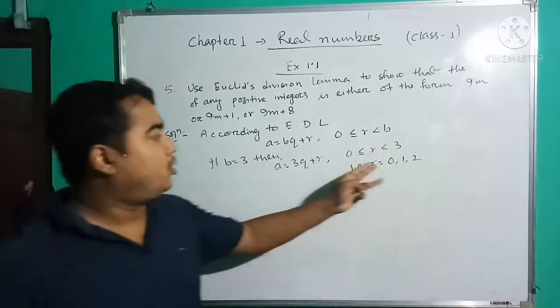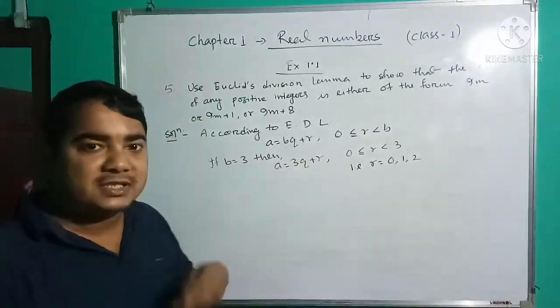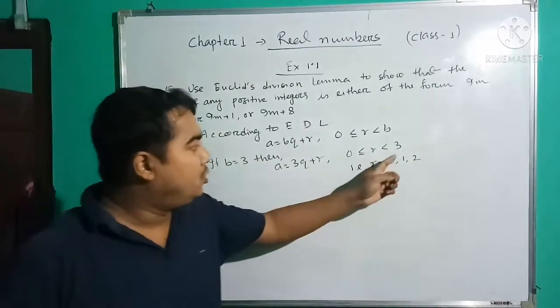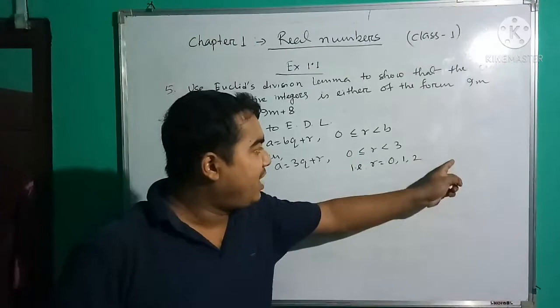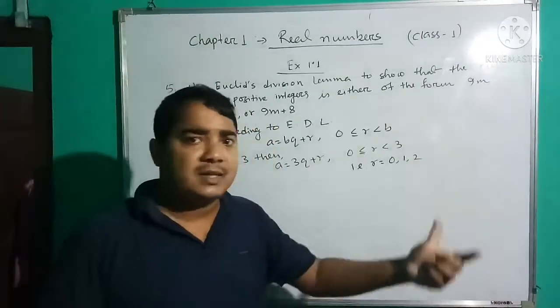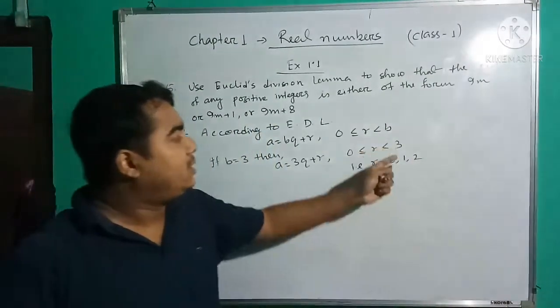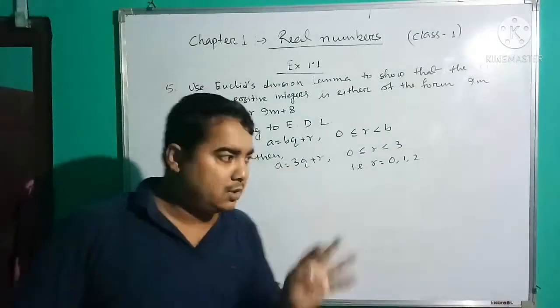So now we need to solve only 3 steps. If 9, then how many steps required? Imagine 0, 1, 2, 3, 4, 5, 6, 7, 8. 9 steps required or not? But if 3, then we need to solve only 3 steps. Okay? So first step.